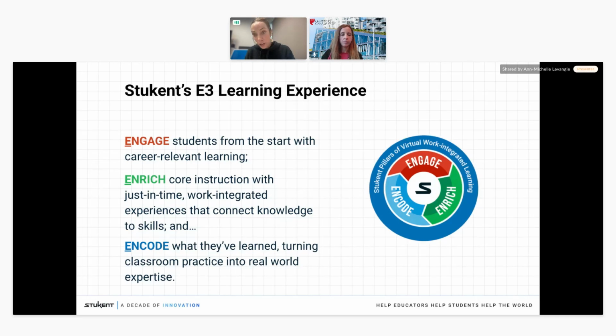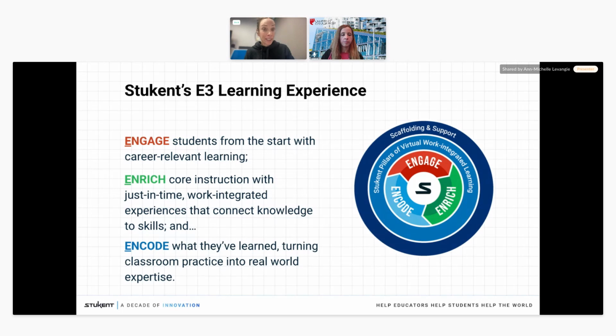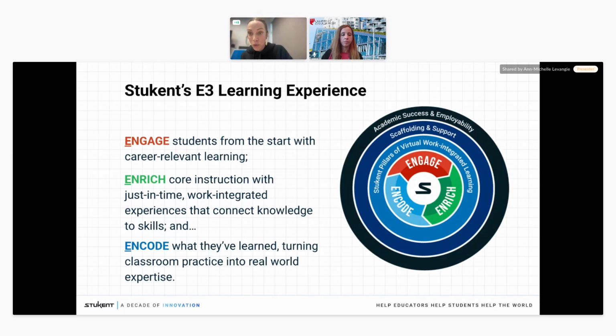At every stage, we support this by Stukent's pillars of virtual work integrated learning. I'll share that in a moment. We ensure they have scaffolding and support at every point. And we acknowledge that we are aiming for not just academic success, but to see each student in the job that they dream of.